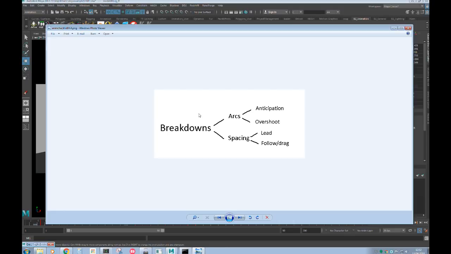But basically what we've seen here is that sometimes you don't need it. It's just very simple. A lot of the time you don't, but on slower movements you probably do.